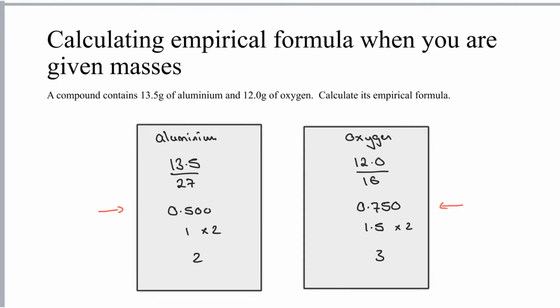Therefore, the empirical formula of aluminium oxide is Al2O3. If we had a 1 to 1.01 ratio, we could round that 1.01 down to 1, and the empirical formula would be 1 to 1. But for a 1.5, 1.25 or 1.75, or a ratio like that, you'd have to multiply each side by the same small whole number to get rid of the decimal.